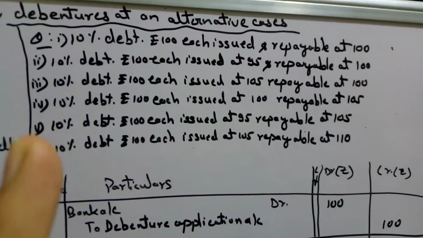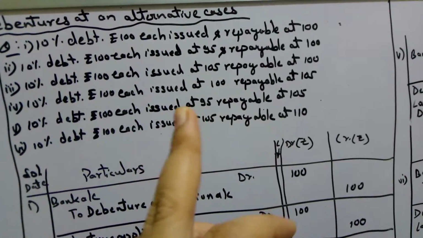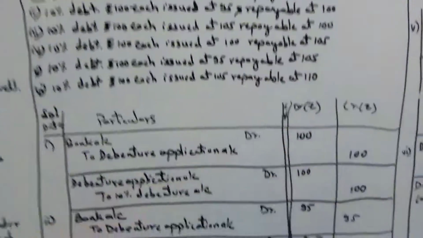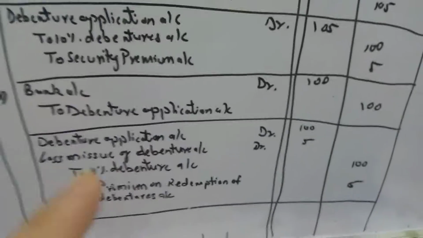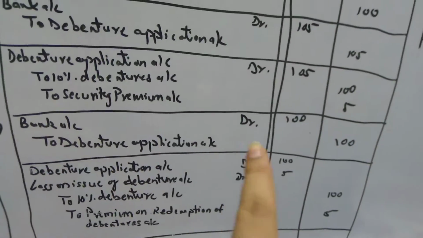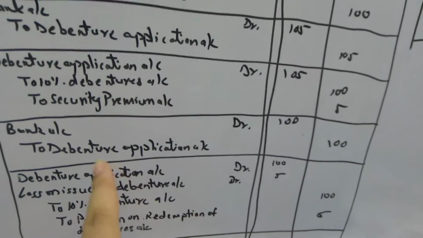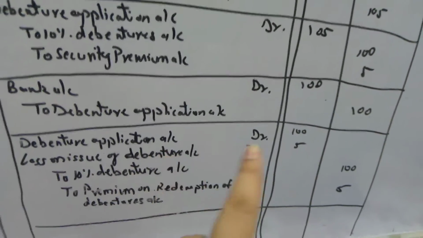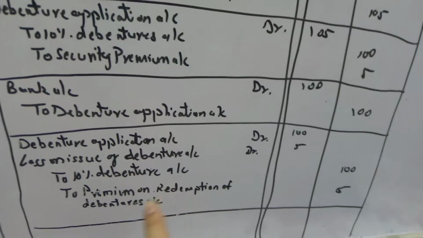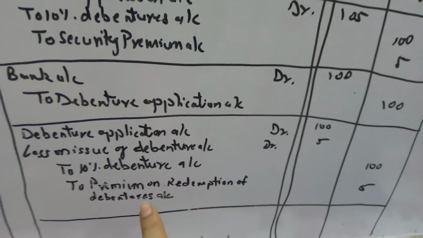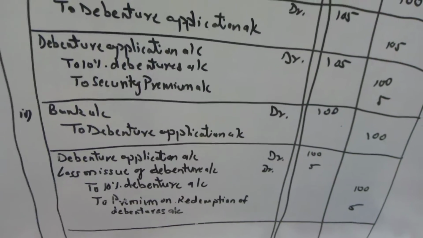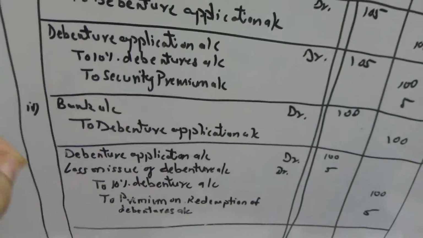Then the fourth case, 10% debentures of 100 rupees each, issued at 100, repayable at 105. That means issued at par and redemption at premium. So number 4: first, your receipt entry, bank account debited to debenture application with 100 rupees, because we have issued it at par. Then next, debenture application account debited, loss on issue of debenture account debited to 10% debentures account and to premium on redemption of debentures account. Remember, the premium which you are paying during the redemption is a loss, and as per the prudence concept of accounting, if you have a loss coming in the future, it is better to record it now.